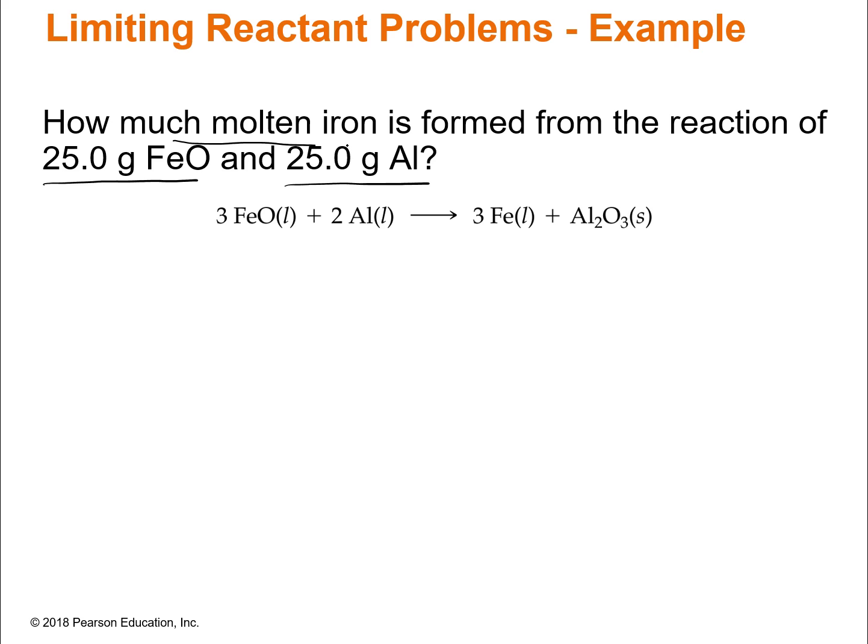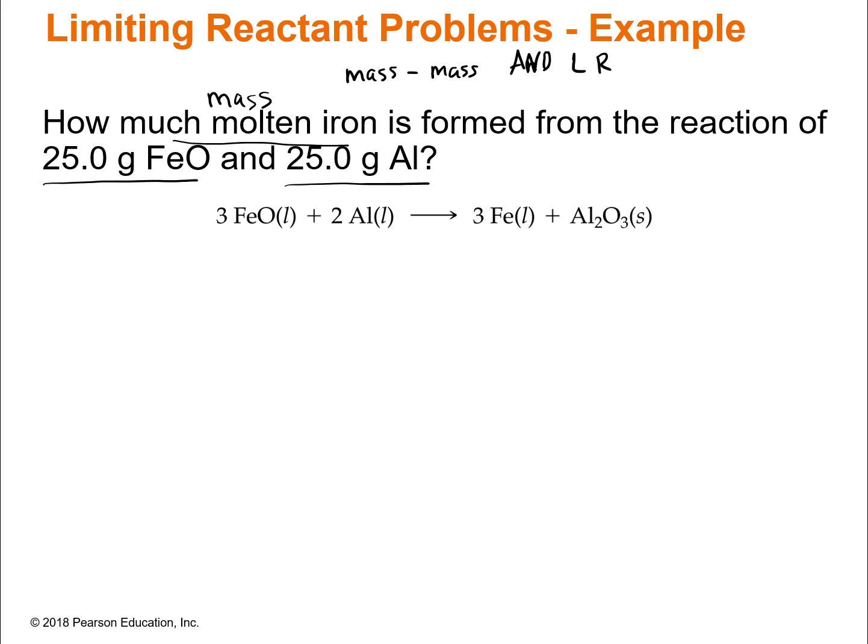How much molten iron? Since we're given grams, that means we need to figure it out in grams too. So this is combining mass to mass and limiting reagents, which I abbreviate LR. And reagent and reactant are the same thing. You can use them interchangeably.